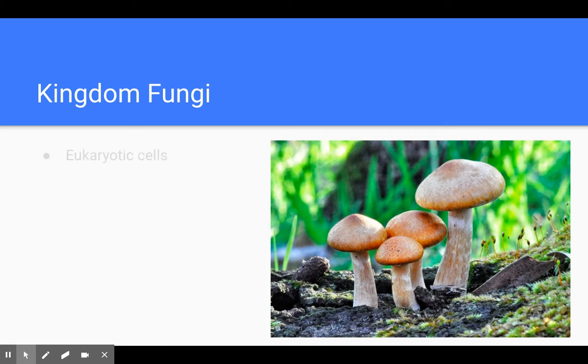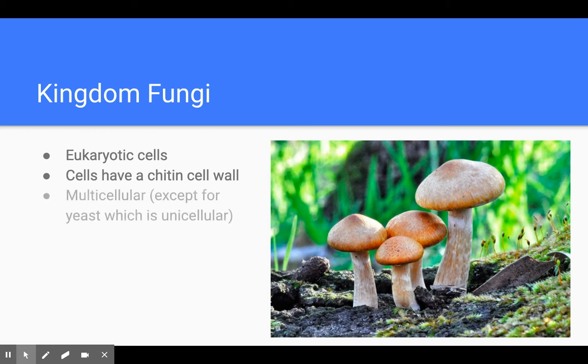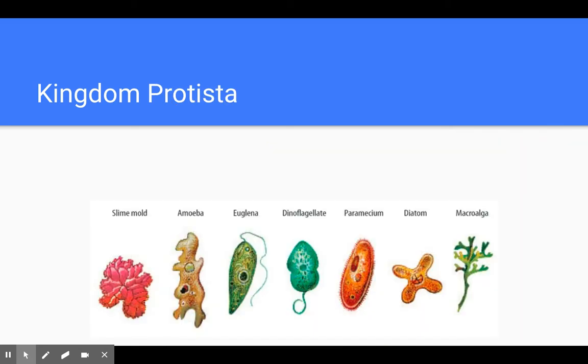The next kingdom is fungi. Eukaryotic cells. Cells have chitin in the cell wall. They are multicellular with the exception of yeast, that is unicellular, but the mushrooms that you see growing in the ground or the ones you buy at the store are multicellular, and they are heterotrophs.